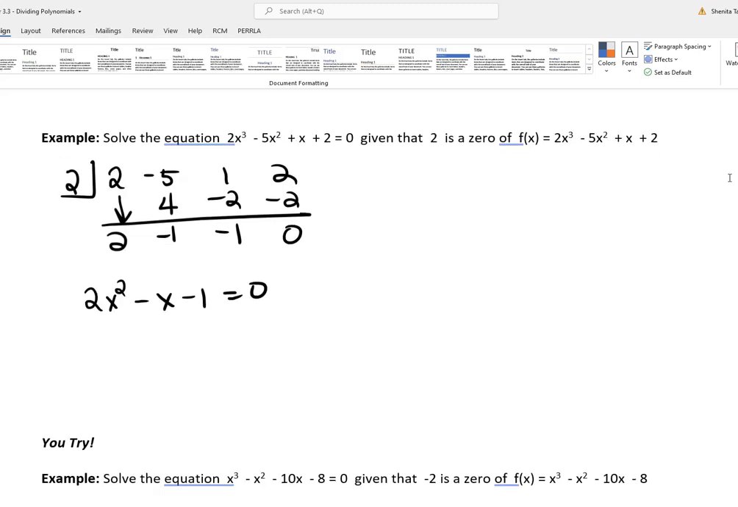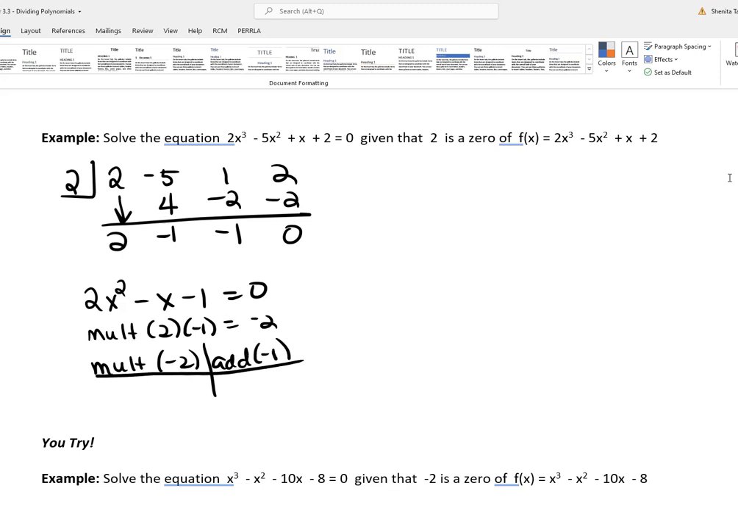I'm going to go ahead and factor this by grouping. I'm going to multiply 2 and negative 1. You get negative 2. I need to find two numbers that when I multiply I get negative 2, and when I add I get negative 1. That should be negative 2 and 1. So now I'm going to rewrite this using the factors I just found. And I'm going to factor by grouping.